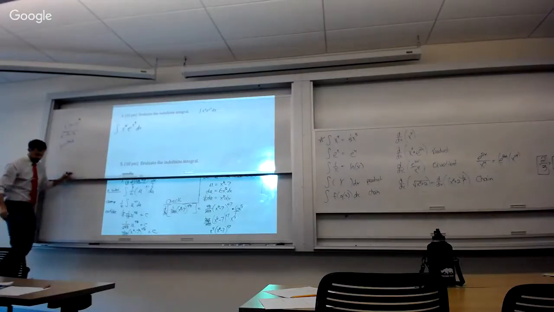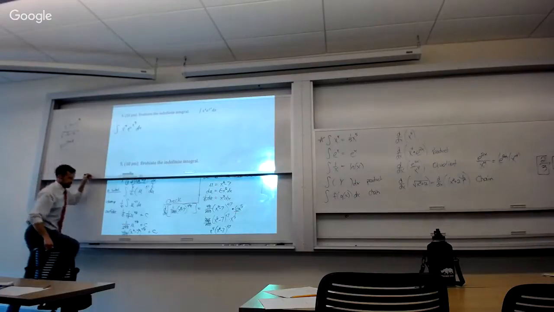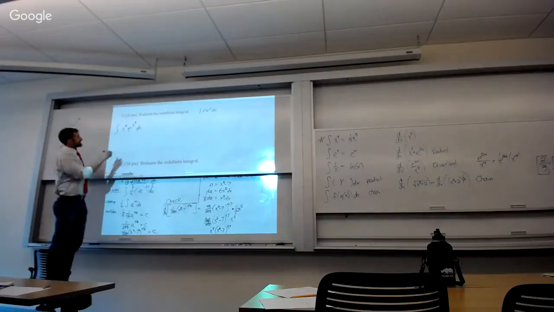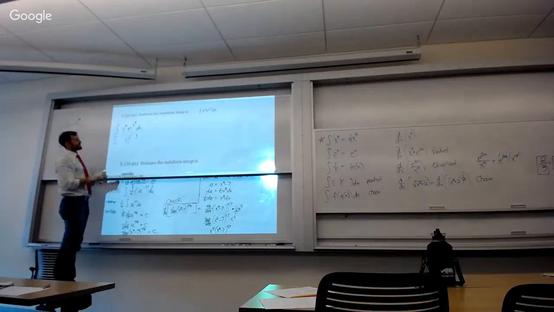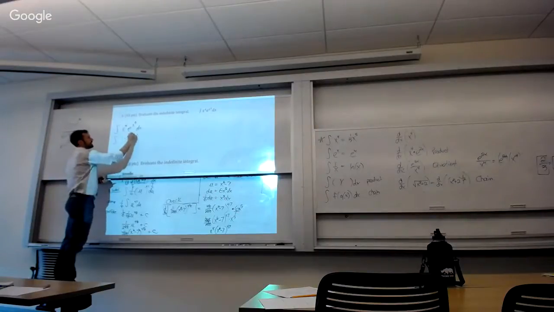Do you see an outside function? What is it? Yeah, e to the x to the 5th. So I'm going to rewrite this now. E to the something, that's my outside function. And what's inside it? X to the 5th.